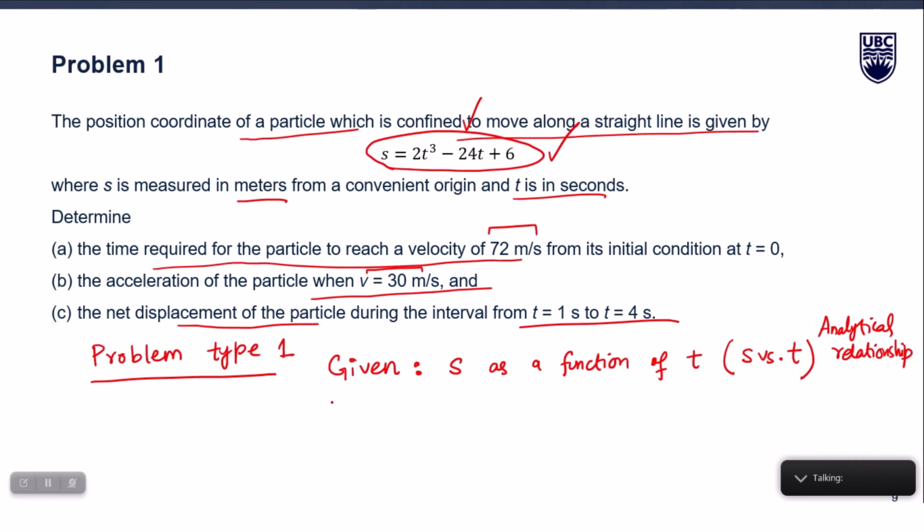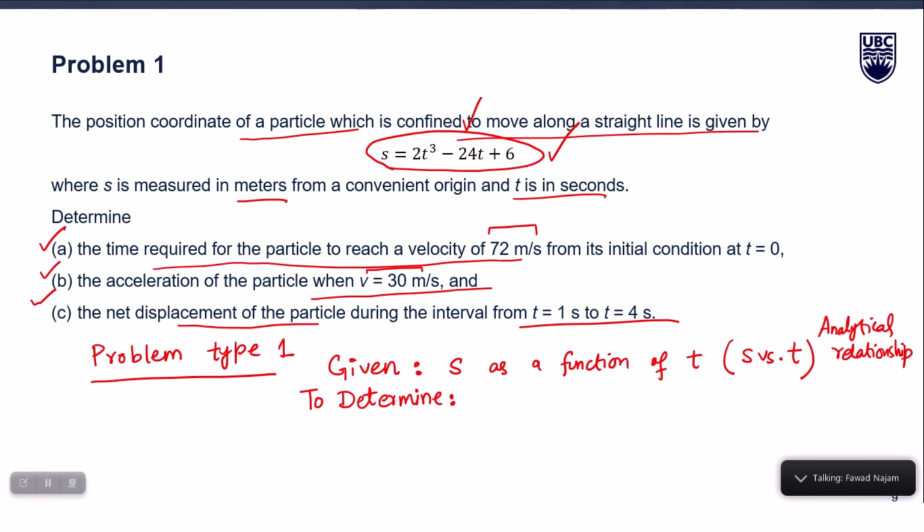Let's see what you are required to determine. So to determine in this particular problem, if you look at the A, B and C here, you will see that in first case you are required to determine a time corresponding to a particular velocity, which will require you to have a velocity time relationship so that you can put a particular velocity in it and get the corresponding time, right? So in order to solve A, you need to convert S versus T to V versus T, right?